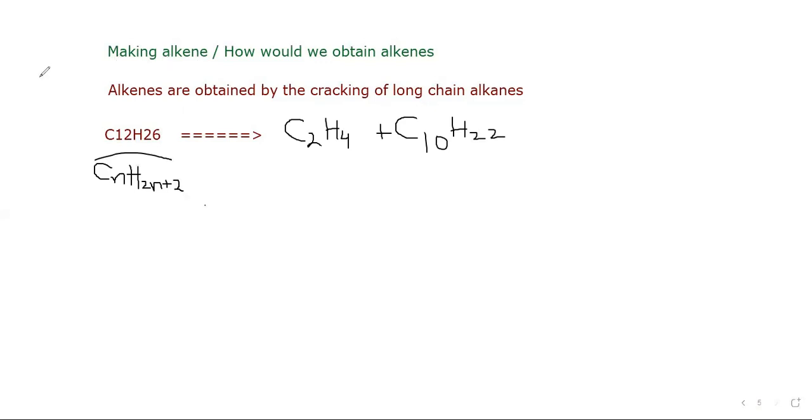And you can see that this cracking is producing a mixture of alkene and alkane. One is an alkene and the other one is an alkane. It's a 2 carbon atom alkene. It's a 10 carbon atom alkane. And you can prove why this one is an alkene and why this one is an alkane, by using the idea of the general formula.